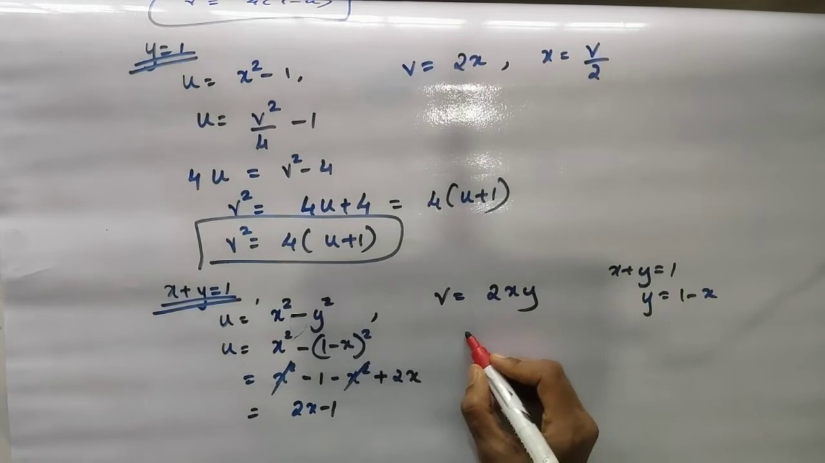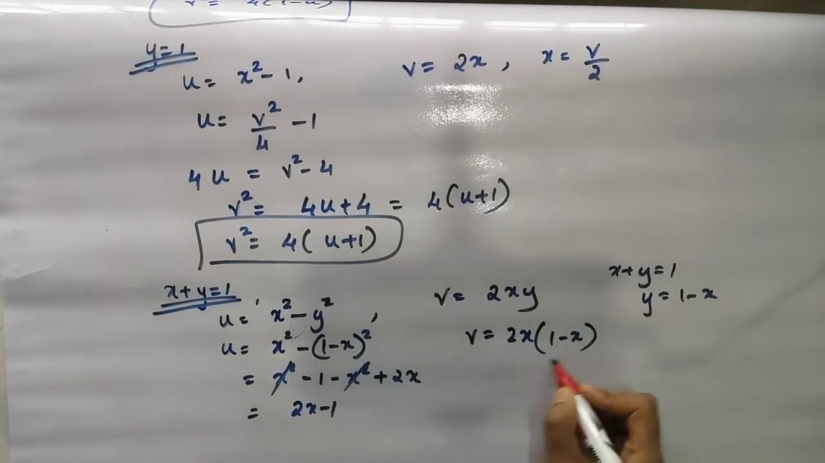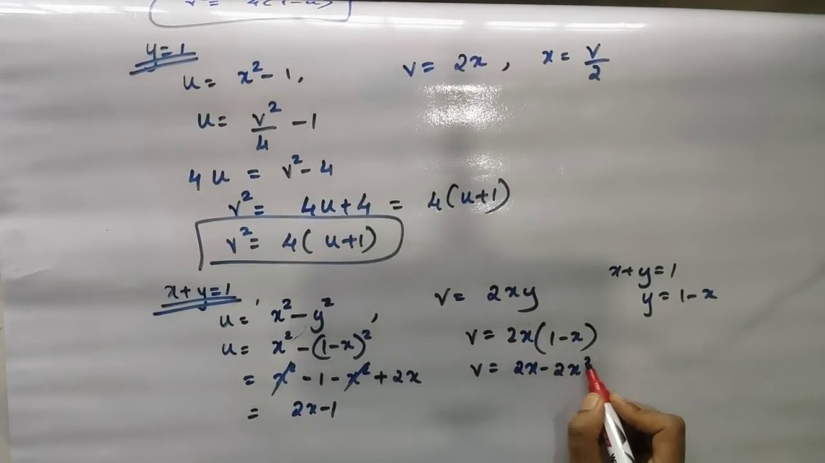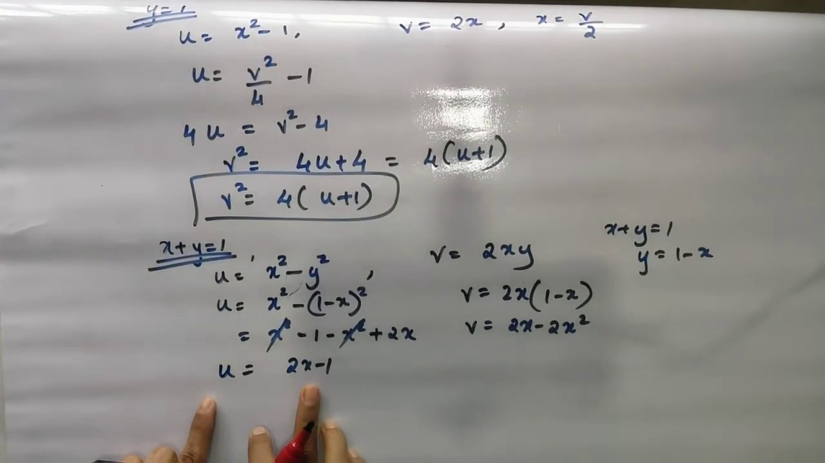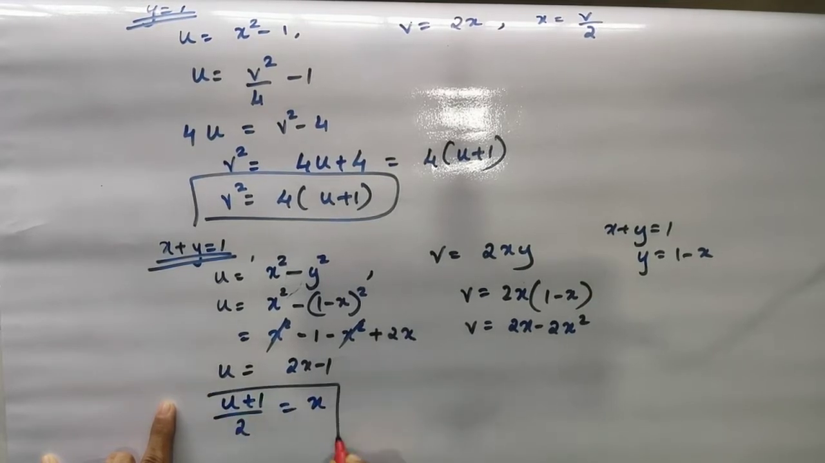Now you have v equal to 2xy, also substitute your y as 1 minus x over here. So v equals 2 times x minus 2x square. You will be having this, and u is equal to 2x minus 1. So what I will do, I'll substitute the value of x from u. So (u plus 1) divided by 2 is equal to x from this equation. Let us substitute the value of x over here.